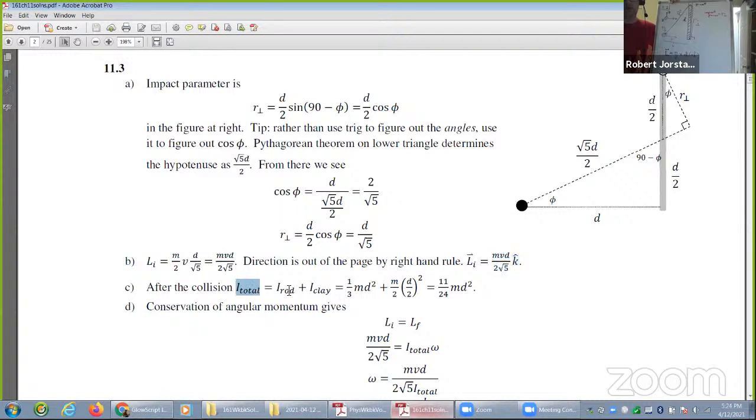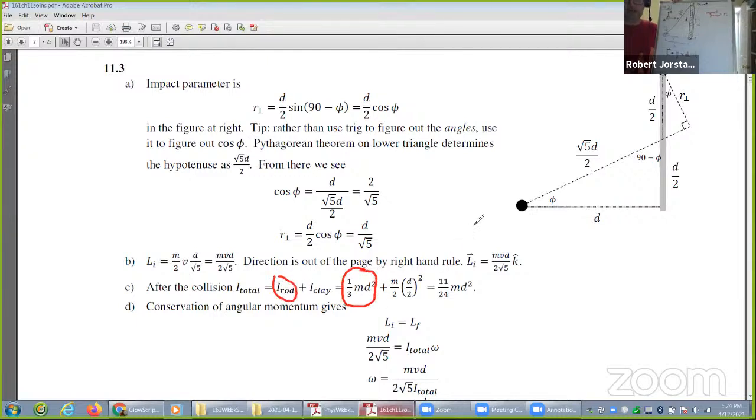The total moment of inertia is going to be the moment of inertia of the rod plus the moment of inertia of the clay. The rod is going to be 1/3 ml squared, but now we're using L for angular momentum, so we're using D for the length of the rod. The clay is basically a point mass. Notice the mass is m/2. And because it hits right here in the center, the distance from the pivot point is d/2. And I should have used a decimal here. My bad.